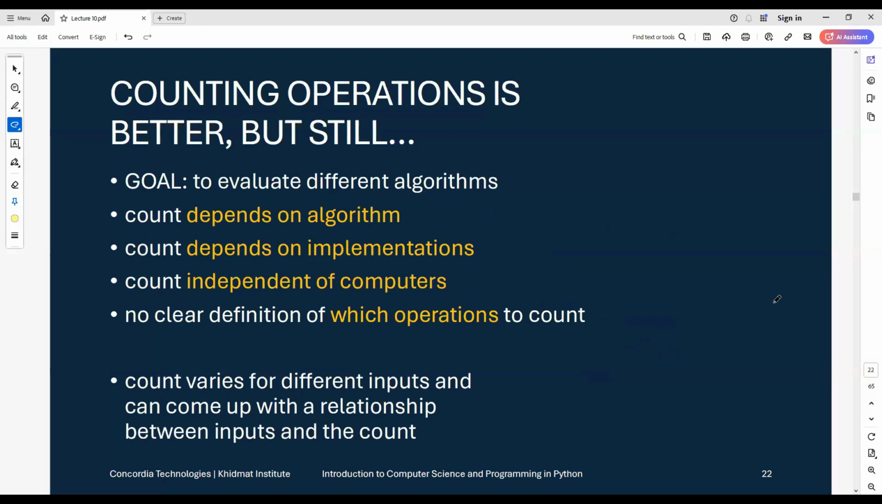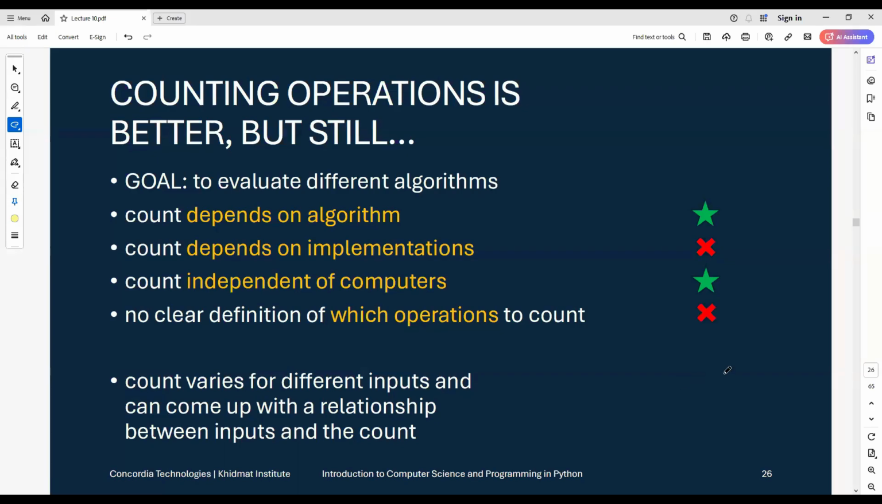So this kind of calculation of counting the numbers depends on the algorithm. In that scenario, yes, we are okay. Different types of implementations would cause a problem for us. It is independent of computers because we are representing the whole operation using a mathematical equation that depends on the size or the amount of input. So that way we are covered.